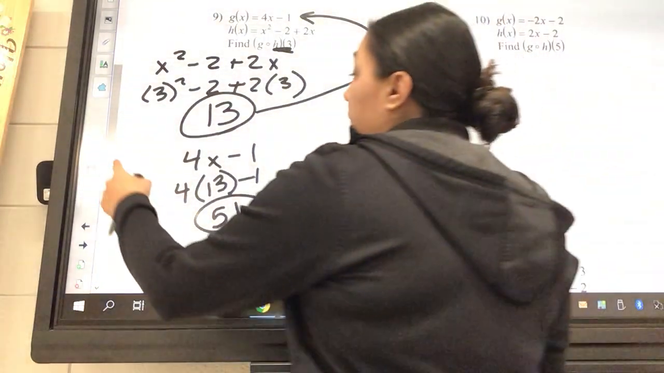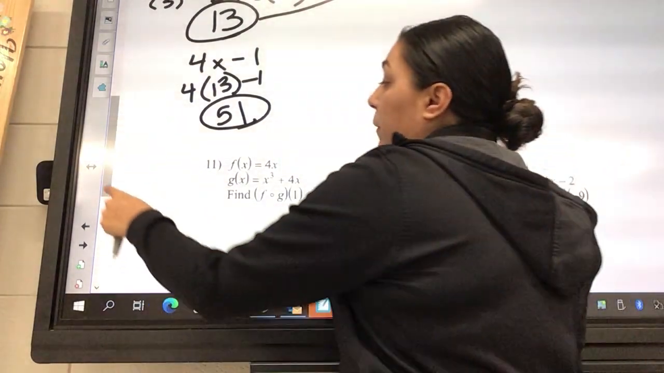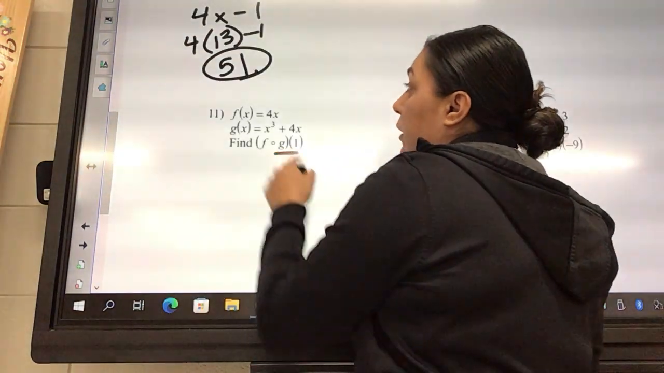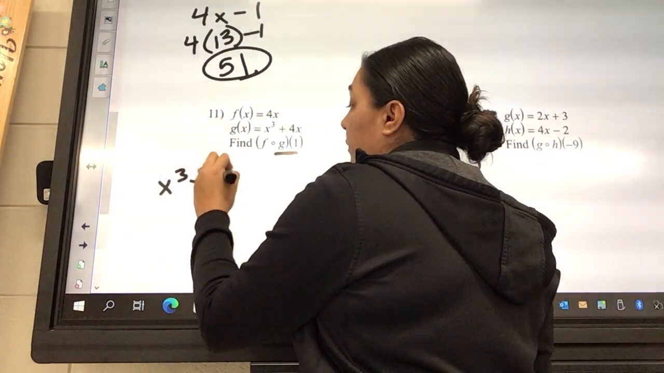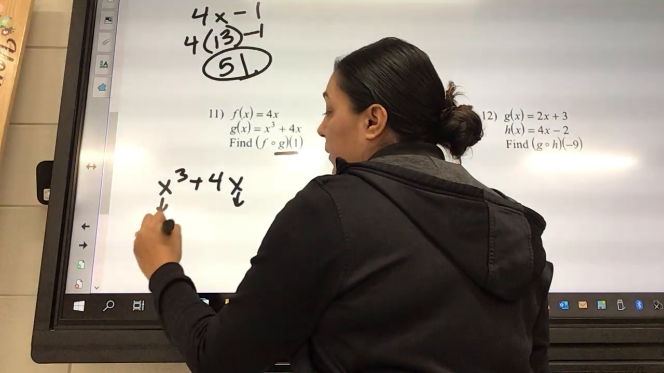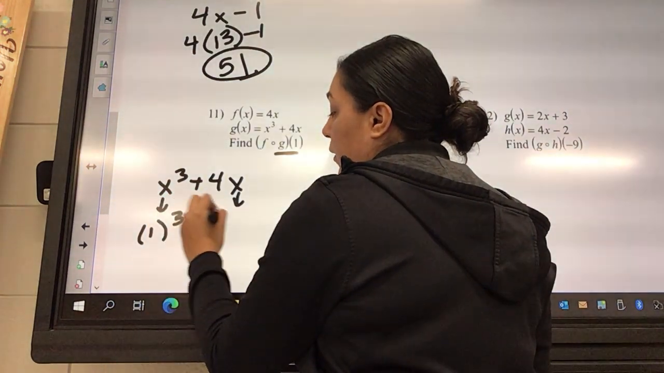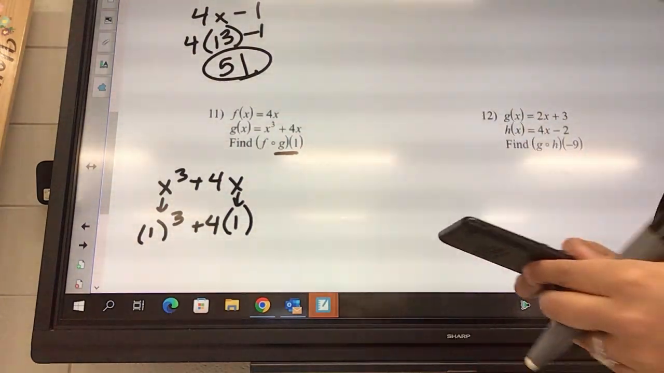Okay, 11 is the same type of problem. We got F of G of 1. Okay, so we're starting with our G function. We got x cubed plus 4x. Everywhere there's an x, we'll be putting a 1. Okay, again, and we just type this in on the calculator.